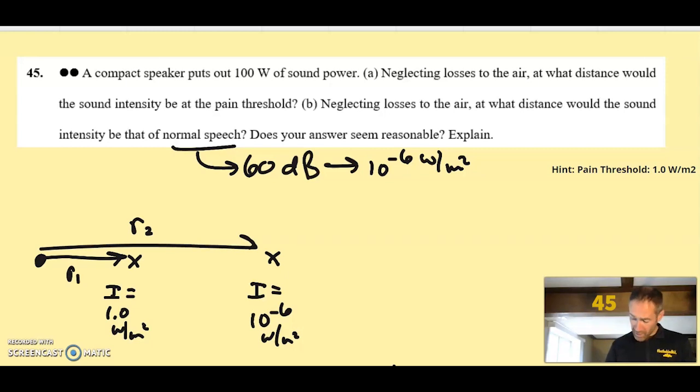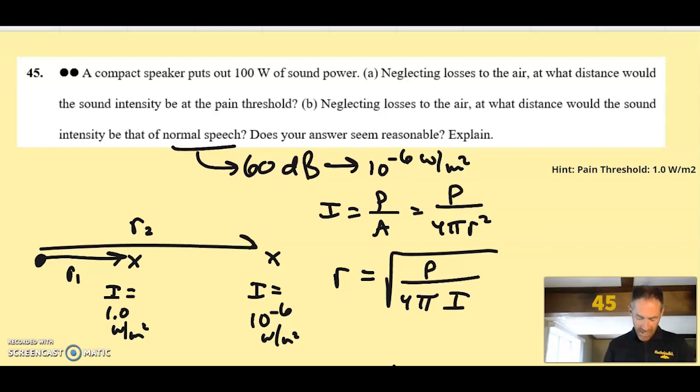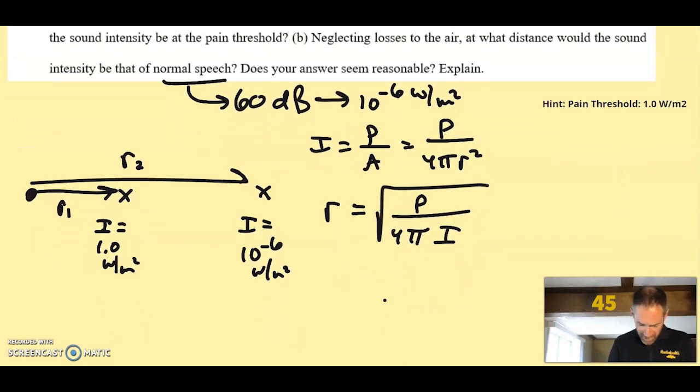Okay, so remember that intensity is power divided by area, or if the power is going to spread out uniformly all over, that area is the surface area of a sphere, and it's 4 pi r squared. So now let me solve for r, and I'll say that it is the square root of the power divided by 4 pi and the intensity. And so all I really have to do now is plug those in.